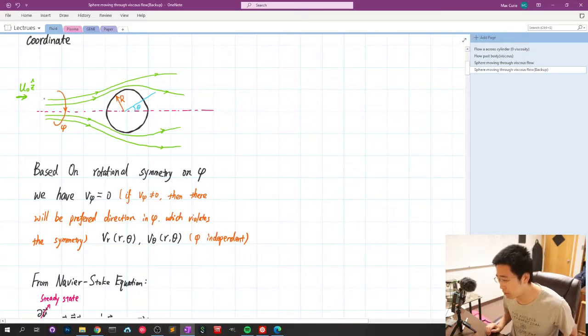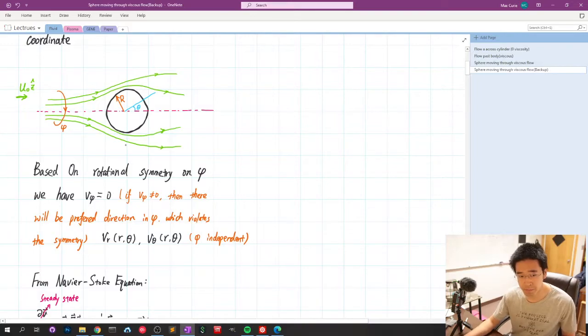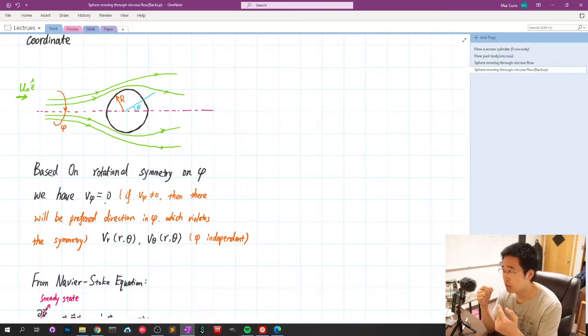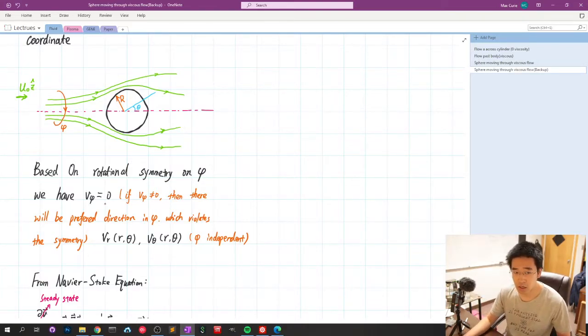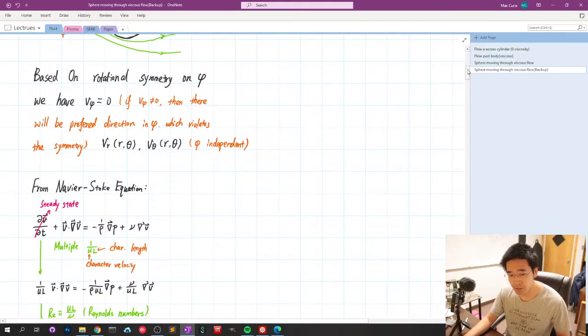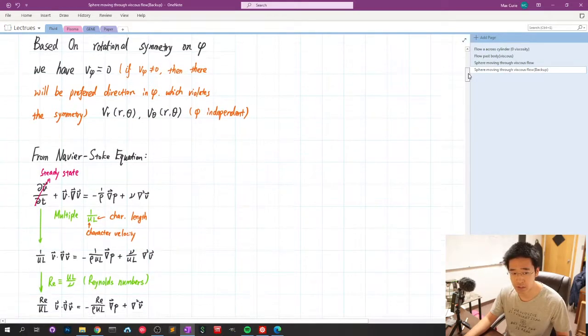So it's azimuthally symmetric. Then we can safely say that v phi is zero, because if we have any finite v phi, then it has a preferred direction, and that violates the symmetry of phi. And also we know that v r and v theta are phi independent. Therefore, d/d phi is zero. d/d phi is always zero, and we will use that over and over again in this derivation.